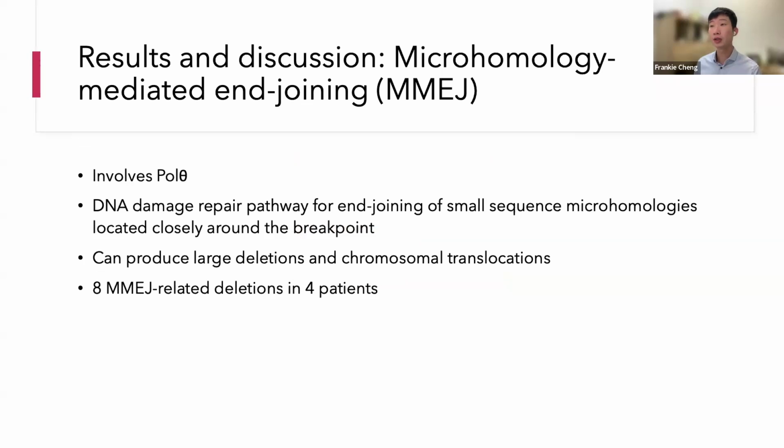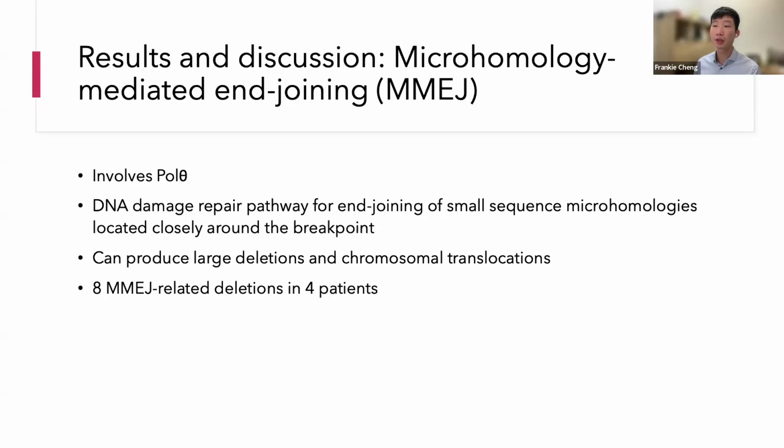A point that we also want to have a look at is how these reversion mutations arise. The authors have proposed one mechanism, that is microhomology-mediated end joining. As we have discussed previously, it's one of the pathways that cells use to repair double-stranded breaks, but it is a relatively more error-prone and less accurate pathway. It involves polymerase theta.